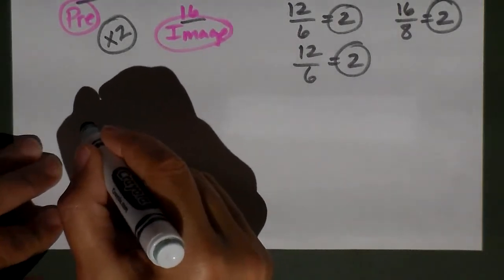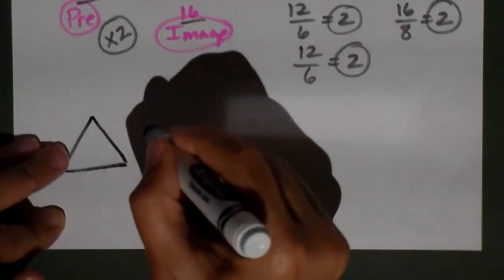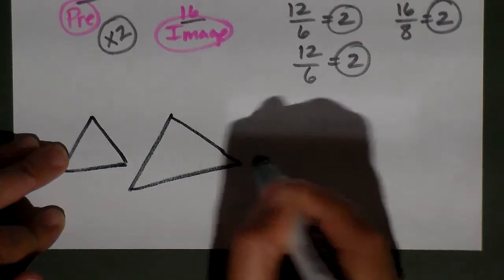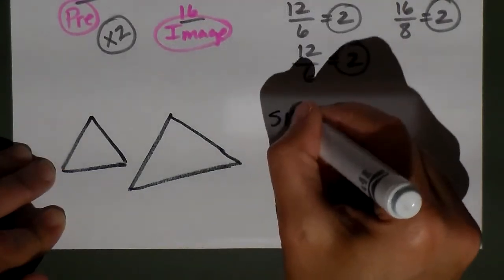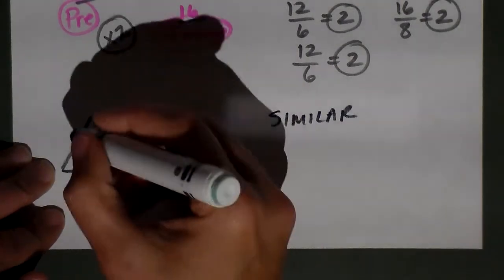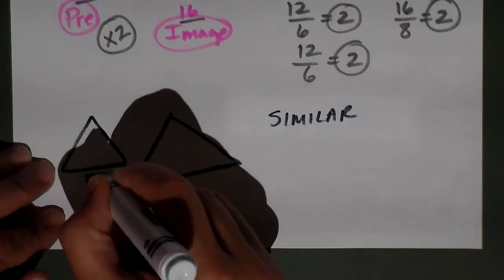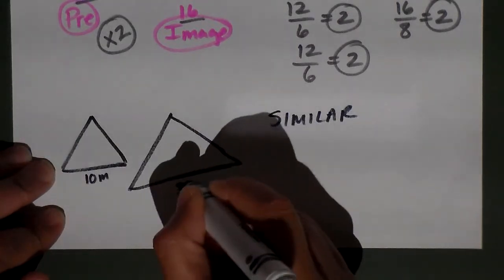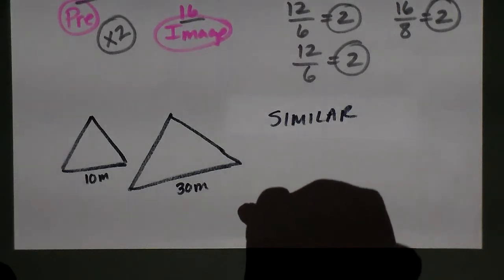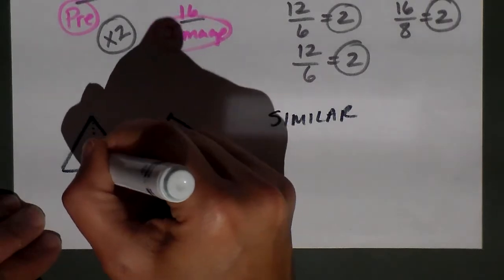We're going to start off with a triangle, and we're going to assume that these two triangles are similar. I'm not going to give you all the information you need. The base of this one is 10 meters and the base of this one is 30 meters. And I'm not going to tell you what the height is.